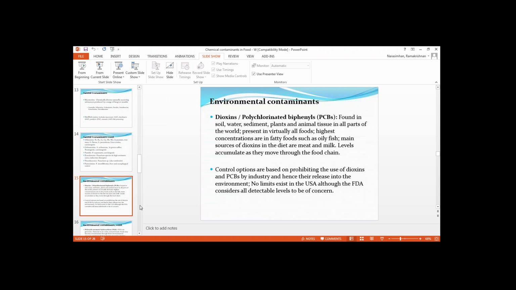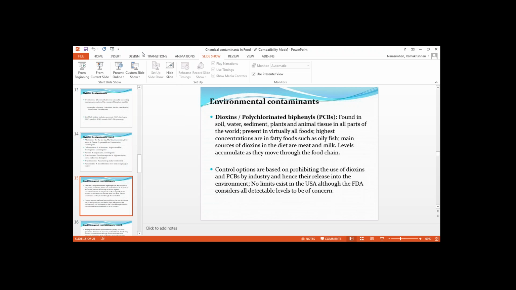Where do they come from, actually? PCBs and dioxins are man-made chemicals used by industry for a variety of applications. And inadvertent release of these chemicals to the environment is generally the source of these chemicals. I can give you some examples. So these products are formed when there is fire, or they can also get formed during some manufacturing processes.